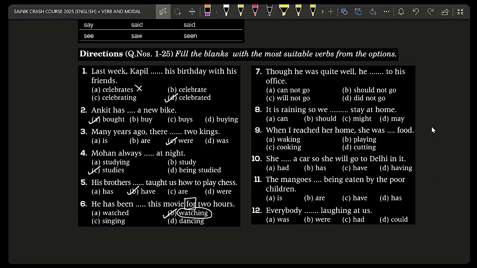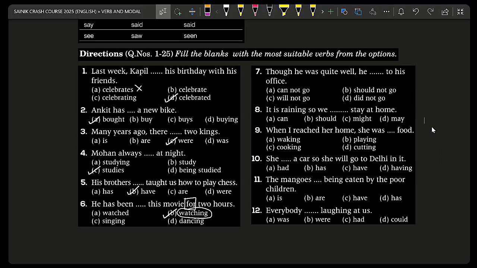He cannot go to office. Though he was quite well, he dashed to his office. See, when do you use cannot? That means to show his ability. First of all, you understood the first part of the sentence. Though he was quite well, what does it mean?